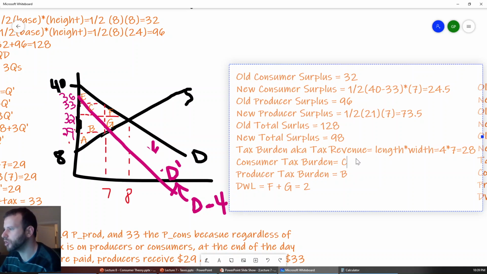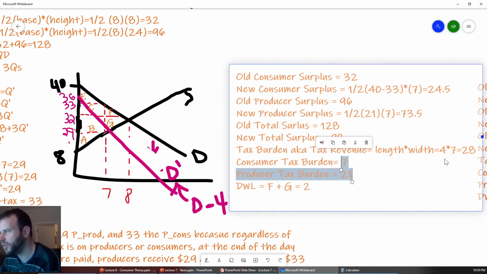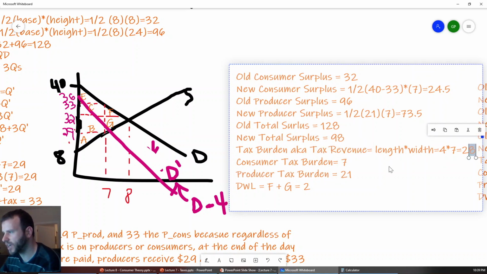What's left? So tax burden that's part of the consumers is going to be from 33 to 32 times 7. So that should be 7. So this should be 21, 32 to 29. So that's minus 3. The base is 7. So 3 times 7 is 21. And you can double check that. 7 plus 21 is 28. So I have the right tax burden breakdown.